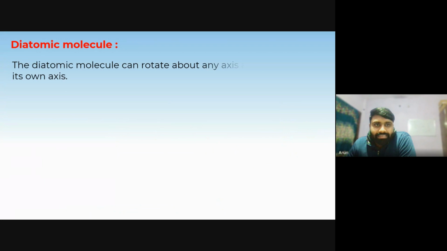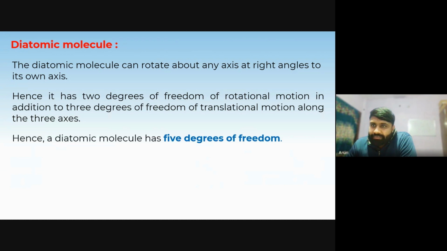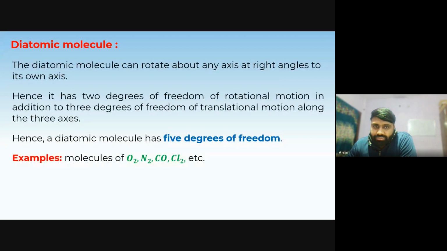Now for a diatomic gas, the diatomic molecule can rotate about any axis at right angles to its own axis. You will see in the animation also. So it has 2 degrees of freedom of rotational motion. I have discussed it. Additional to that, 3 degrees of freedom of translational motion along the 3 axes. So it has 5 degrees of freedom, 3 from the translational motion and 2 from the rotational motion. Examples of that are O2, oxygen, nitrogen, CO, carbon monoxide, and Cl2, and others also.